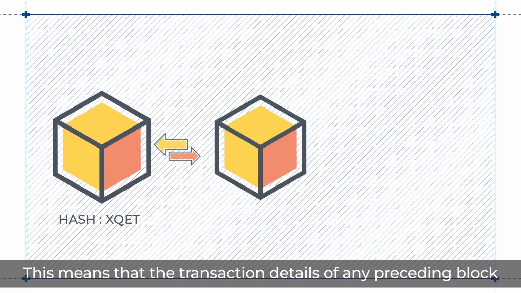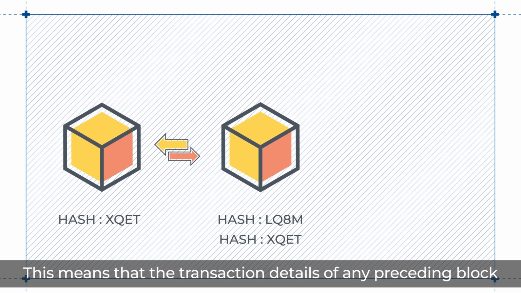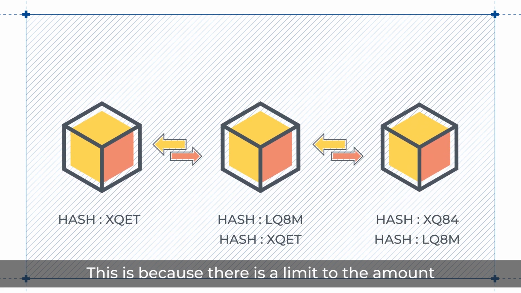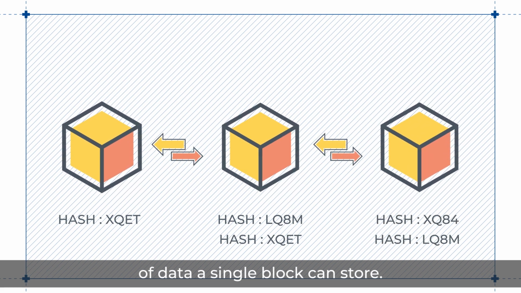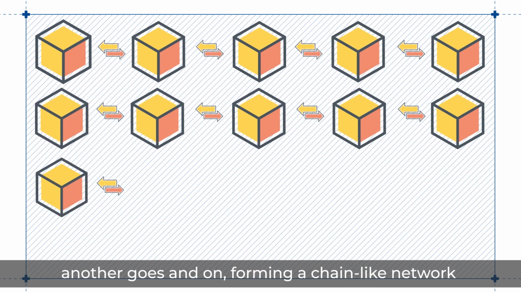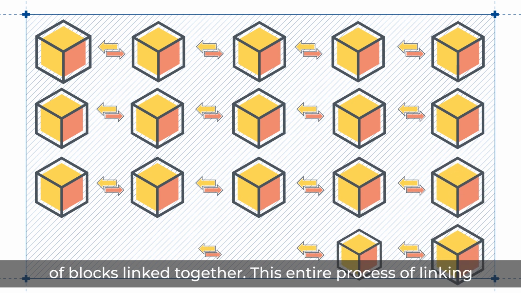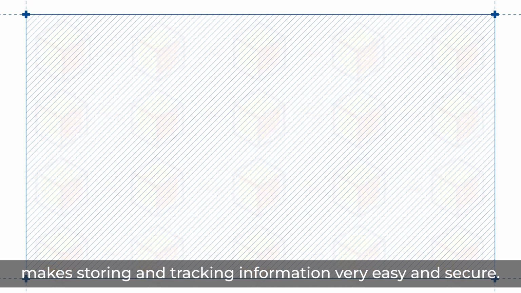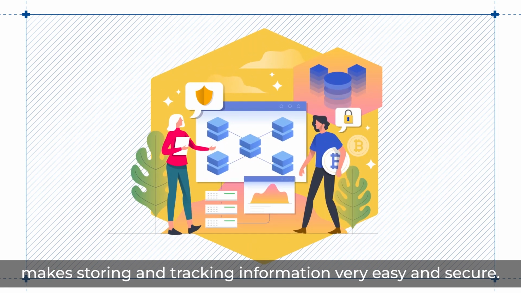This means that the transaction details of any preceding block are stored in the new block and so on. This is because there is a limit to the amount of data a single block can store. Because of this, the process of linking one block to another goes on and on, forming a chain-like network of blocks linked together. This entire process of linking makes storing and tracking information very easy and secure.